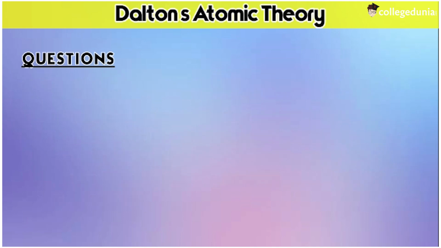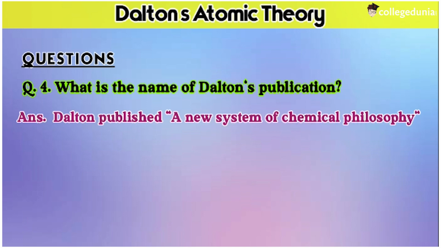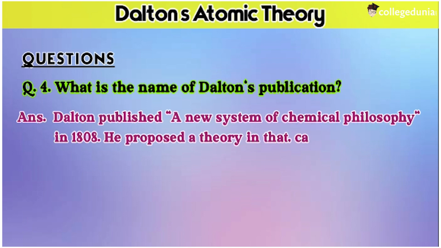Now the fourth question is, what is the name of Dalton's publication? The answer is, Dalton published A New System of Chemical Philosophy in the year 1808. He proposed a theory in it called Dalton's atomic theory.